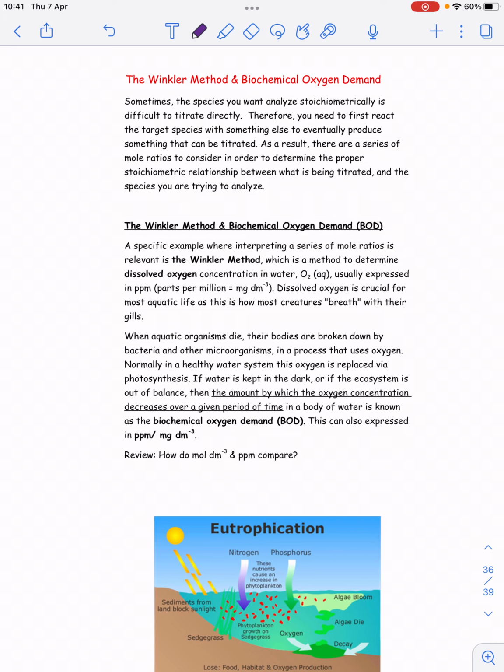The Winkler method is an example of where you want to analyze something, in this case dissolved oxygen, but oxygen is not something that's very easy to titrate for directly. So you first have to react the oxygen with something else. So there's sort of a series of chemical reactions, and the final reaction is the titration. And so you're indirectly going to figure out how much oxygen was in the original sample through the titration.